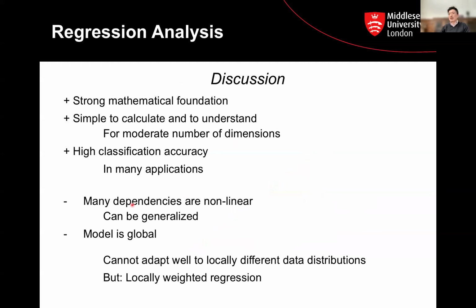And as I said, many dependencies are not linear. They can be quadratic, cubic, or exponential, or even, say, inverse or square root. Also, the model is global, so you can only really have one line for the entire data set, whereas sometimes the data might be divided into different subsets, which each have their own models.